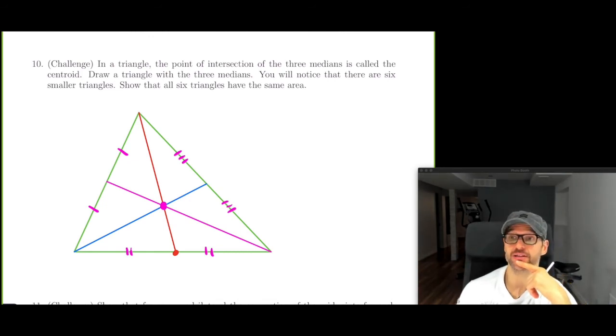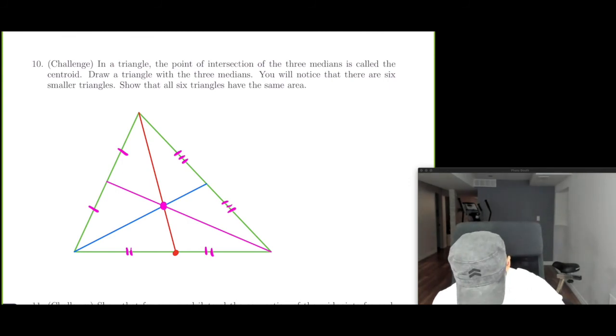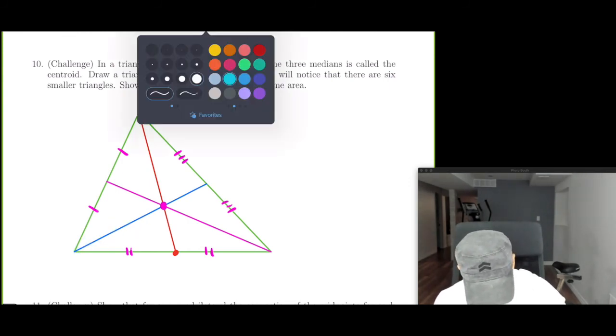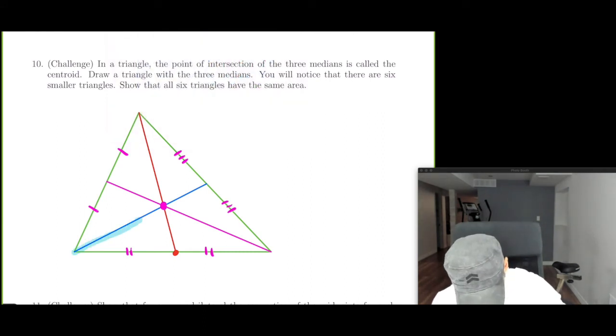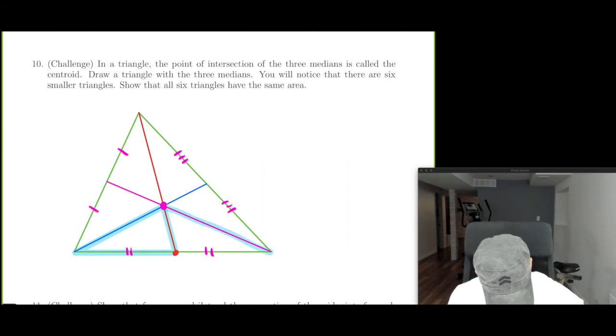This is definitely a challenge. Do they have the same area? First, this is what I'm going to show you. I'm going to try to help you along here, and this is really for those who want to challenge themselves. So let's concentrate first on these 2 triangles.